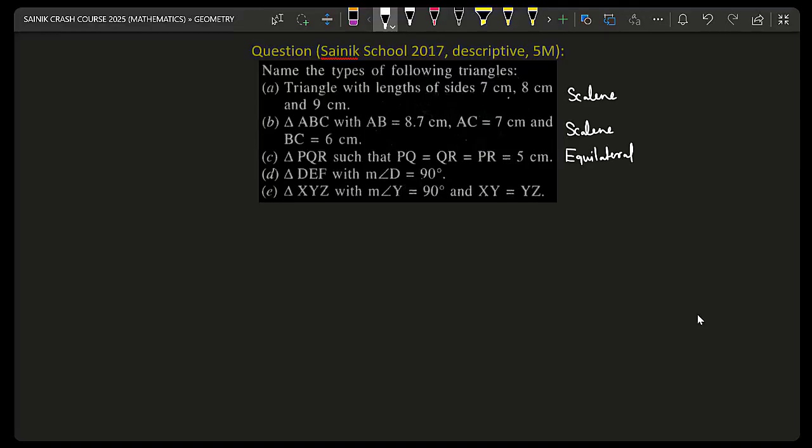And who will answer D? Yes, Ritvik, can you answer D? Which type is it? Sir, right angle triangle. Can you say the reason why? Sir, angle D is equal to 90 degrees. Okay, that means one angle is 90 degrees. It is called a right angle triangle. Very good.